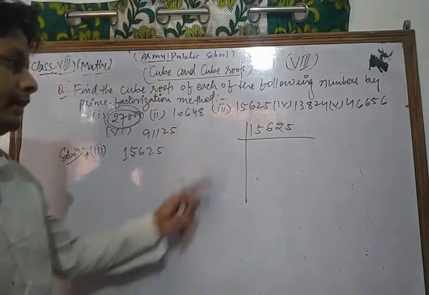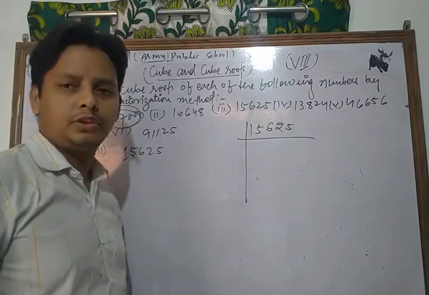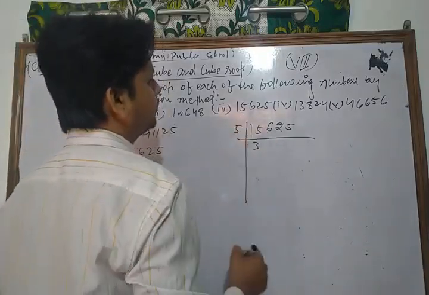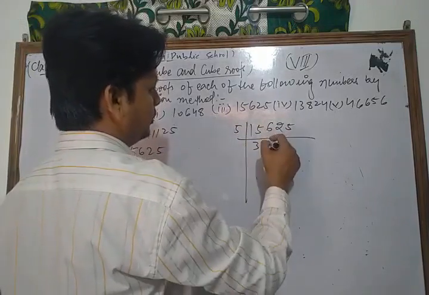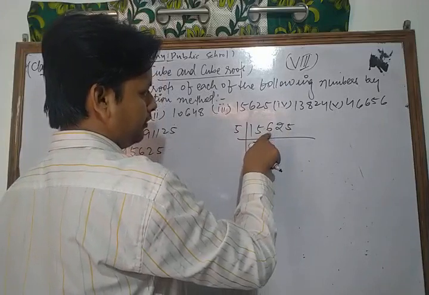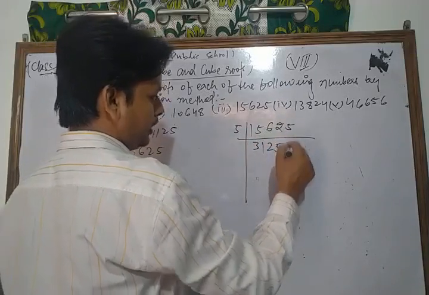Now we divide that number by 5. Because it is not divisible by 2 or 3, it is divisible by 5. So 5 3s are 15, 5 1s are 5, 5 2s are 10, 5 3s are 15, 5 1s are 5, carry 1, 12, 5 2s are 10, carry 2, 5 5s are 25.